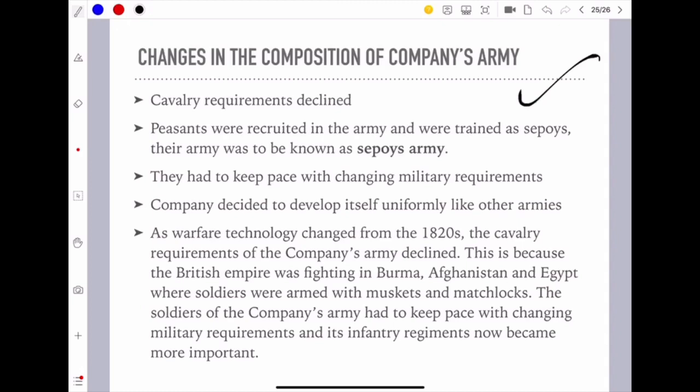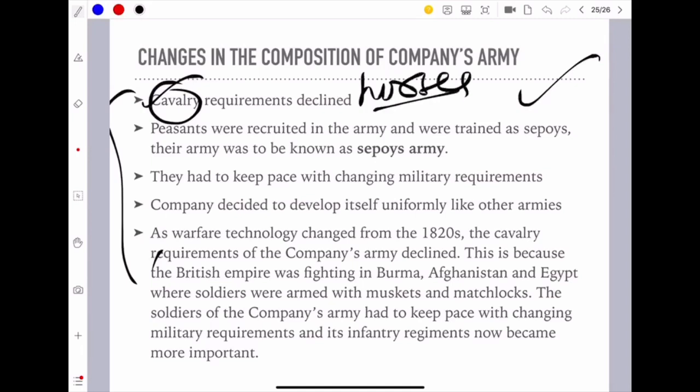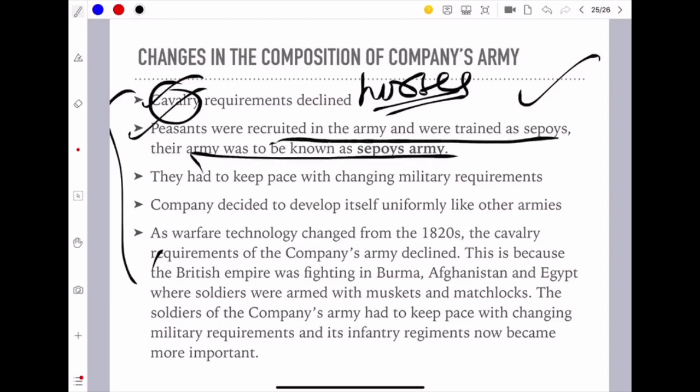Changes in the composition of the company's army are very important. Number one, the cavalry requirements of the company declined. What do I mean by cavalry? It means the requirements of horses declined. They now needed fewer horses. Peasants were recruited into the army and trained as sepoys, known as the sepoy army.